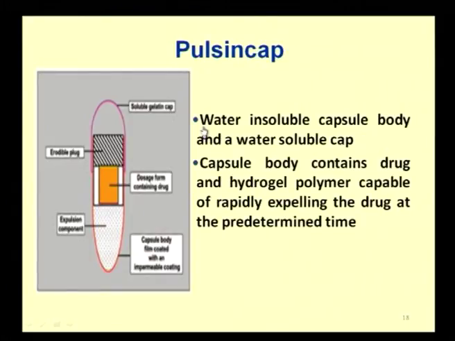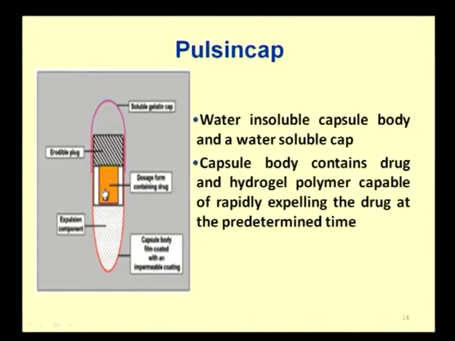There is one more technology called pulsin technology, slightly different from the ring cap technology. In this case, it contains a water insoluble capsule body along with a water soluble cap. So, you have two parts here. The bottom portion shown here is the water insoluble capsule body, and the top portion is a cap which is basically water soluble. And the capsule body contains the drug and the hydrogel polymer that are capable of rapidly expelling the drug at a predetermined time.